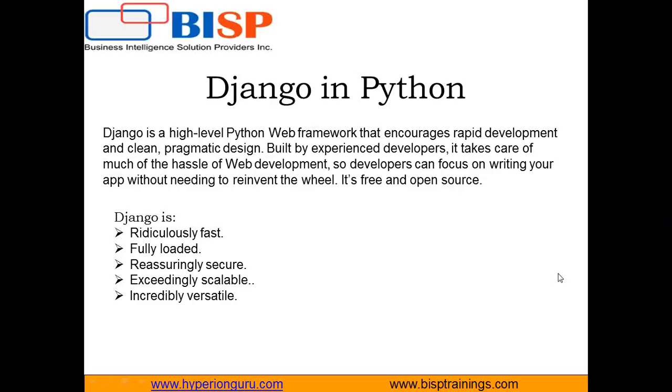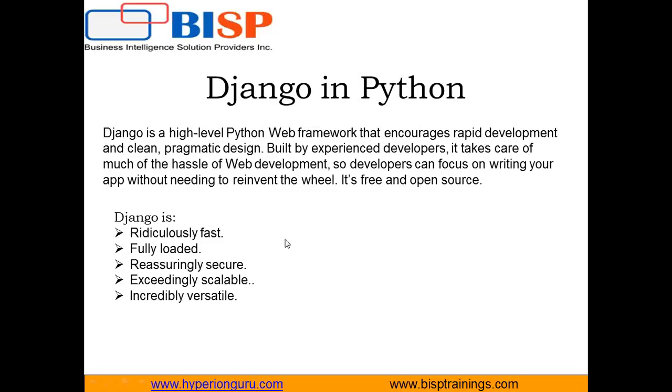It is extremely scalable. It has got some of the busiest sites on the planet, so they use the Django ability to quickly and flexibly scale to meet the heaviest traffic demands. It is incredibly versatile. The companies, organizations and governments have used Django to build all sorts of things, from contact management systems to social networks to scientific computing platforms. So this is about Django.